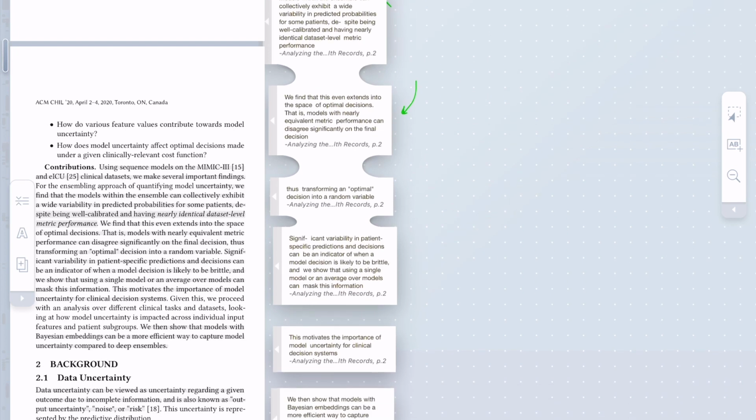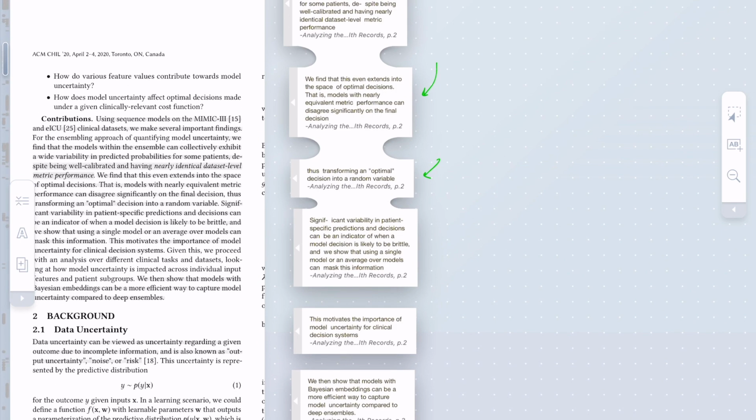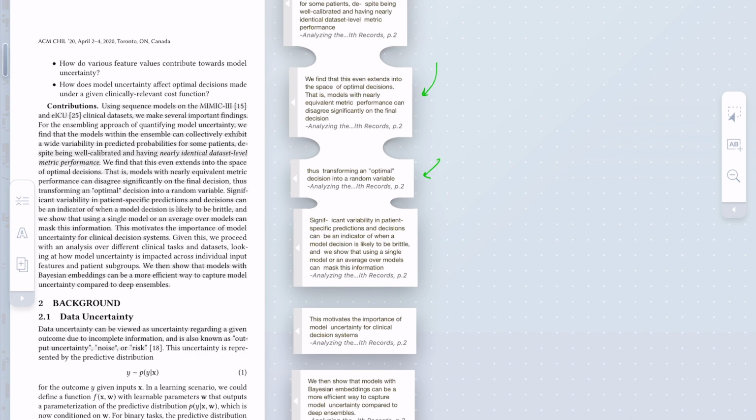And basically they transform the optimal decision into a random variable. So significant variability in patient-specific predictions and decisions can be an indicator of when a model decision is likely to be brittle. And they show that using a single model or an average over models can mask this information.